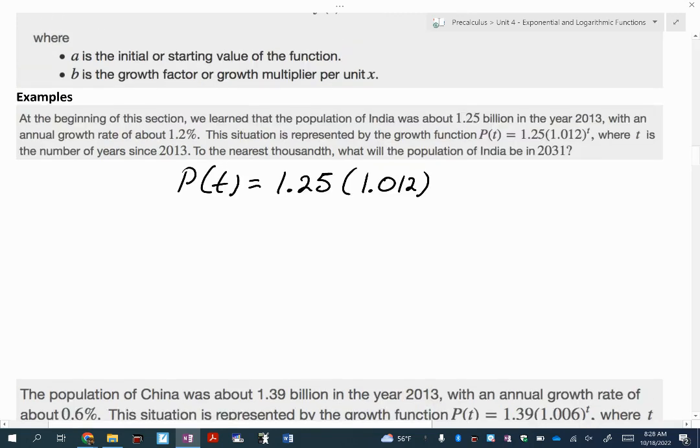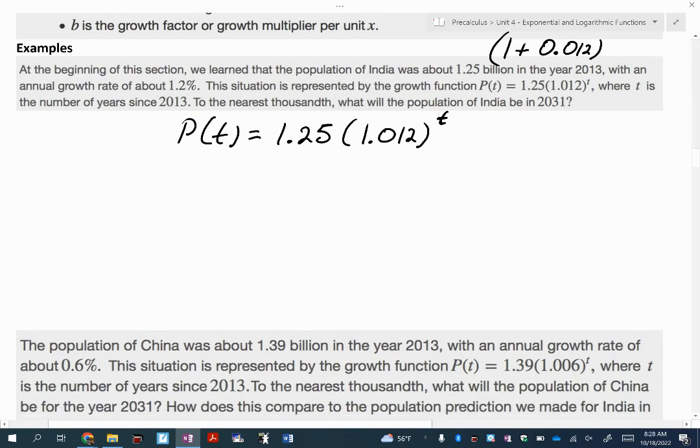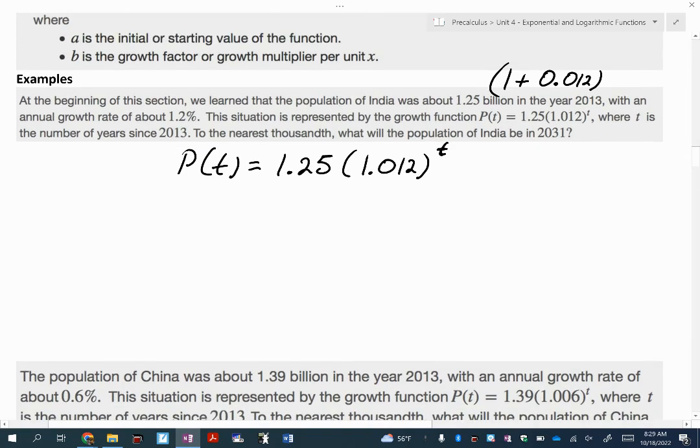So how they got that was they did 1 plus 0.012. All right, so that's how they got 1.012. And that's raised to my power of t. And we want to figure out, okay, if we know the population in 2013, and we think we know what the growth rate is going to be yearly, then we can plug in to this exponential function to essentially approximate what we think the population will be in 2031.